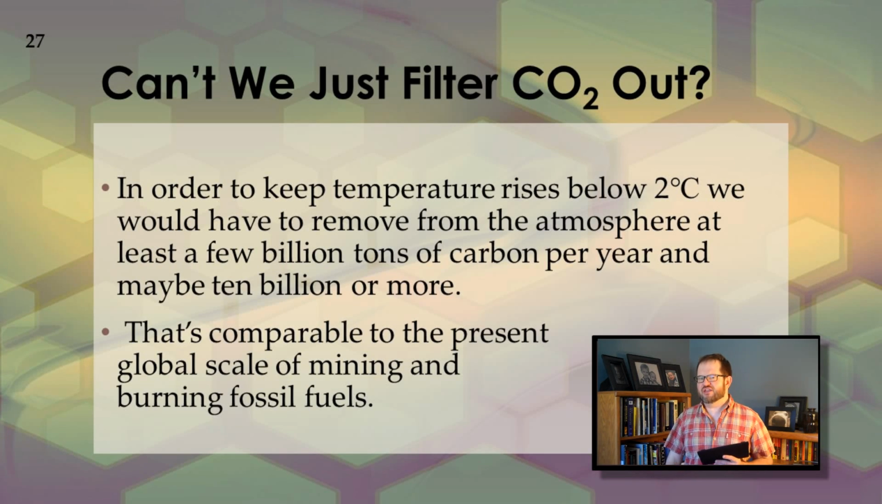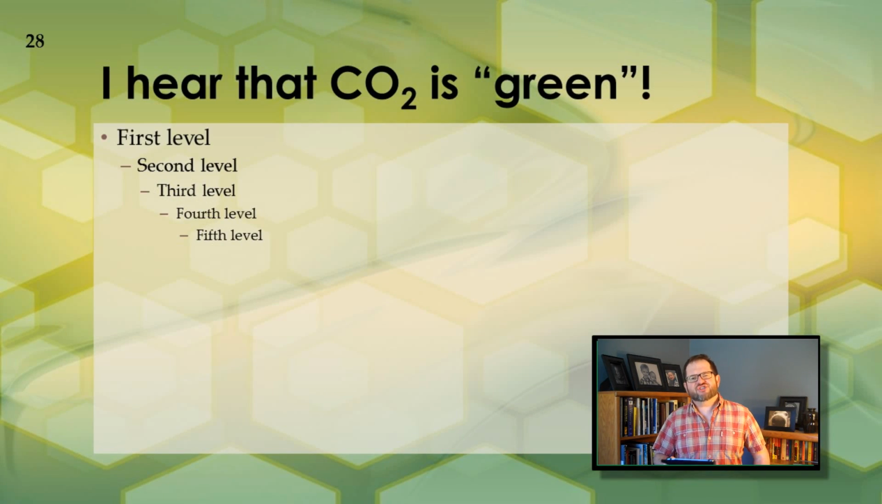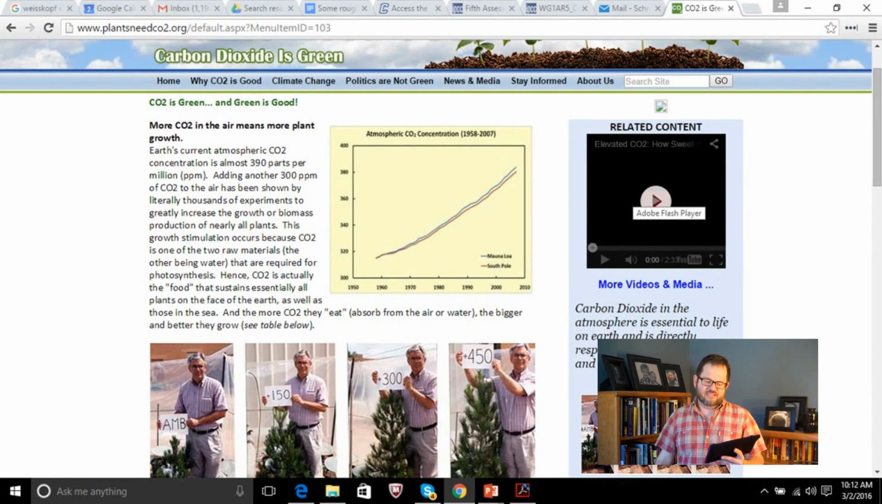We'll come back to more of these challenges associated with these problems that we have caused with our carbon emissions. But let's talk about something else you hear when people are talking about the whole climate change problem. I hear that carbon dioxide is green. You hear people say green, not like in its color, as in like it's actually good for the environment. You can go and find these websites. This happens to be coming from plantsneedco2.org.